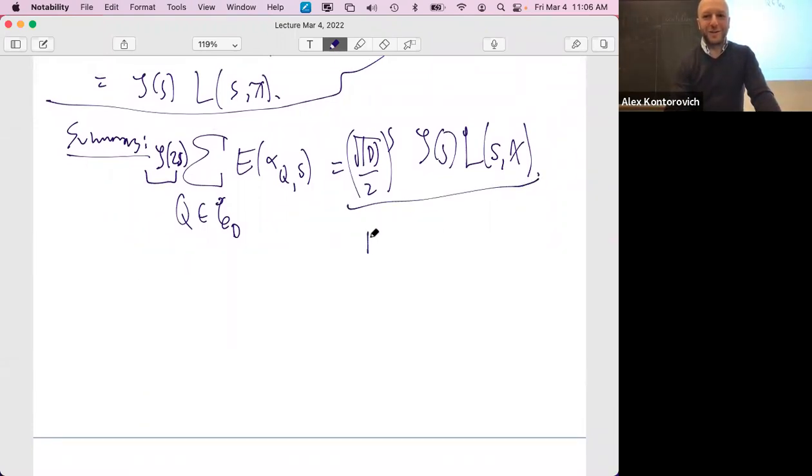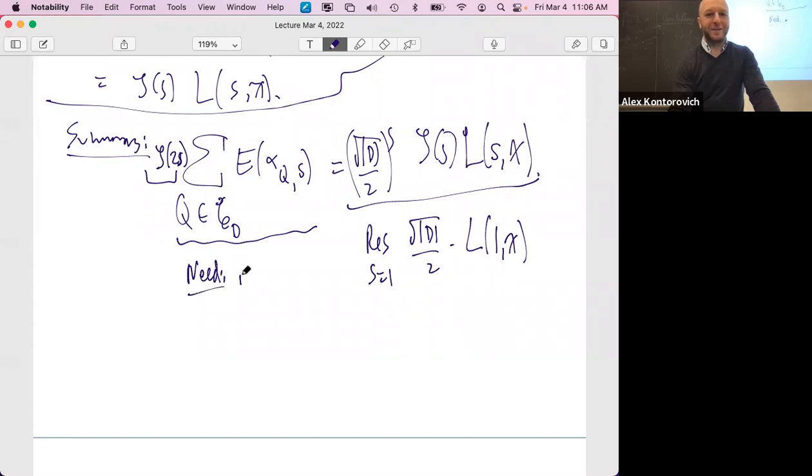We observe that for the residue of this at s equals 1, there's only one thing that has a pole, which is zeta. The residue of zeta is 1, so I get exactly this factor. L is entire, no poles, so we just get the value. And then we get the value of d over 2 to the 1. So if we could work out the residue of this thing, we need to evaluate the residue of this at s equals 1.